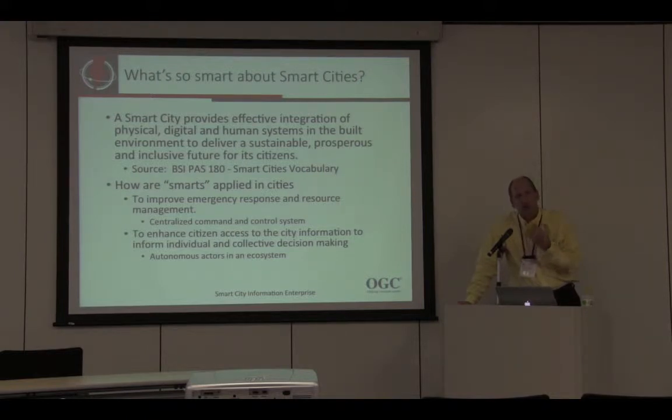And so how do we get open information to those residents to make better quality decisions that are going to affect their way of life? Put the intelligence, trust that intelligence that's in the citizens of the city, and give them the information they need for that individual and collective decision making. And so you'll see as we move forward, both of those themes of smarts in cities are emphasized in this draft architecture that we have.